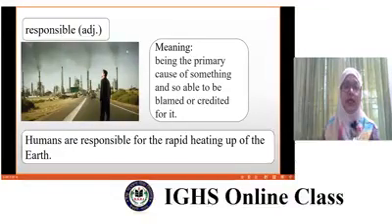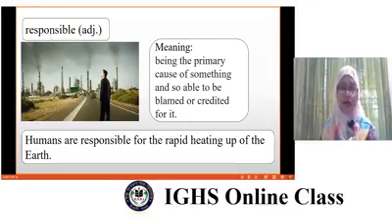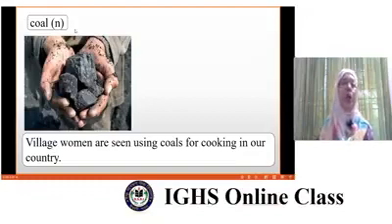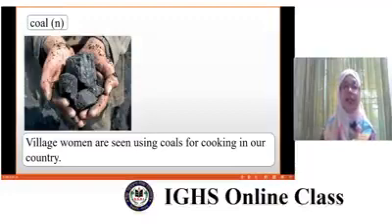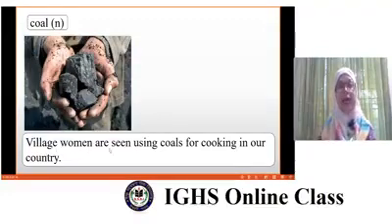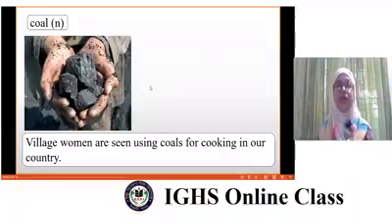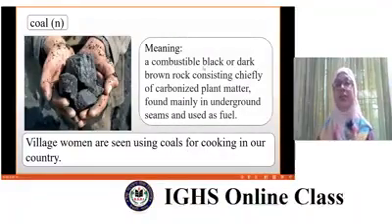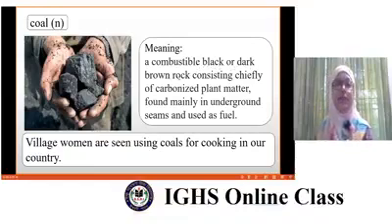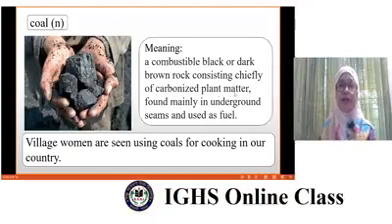So I hope you got the word. Responsible means dayi howa, to be held accountable. Our next word is coal. This is a noun. Look at the picture. You can see this is a very common thing in our country. Village women are seen using coal for cooking in our country. So what is coal? A combustible black or dark brown rock consisting chiefly of carbonized plant matter, found mainly in underground seams and used as fuel.